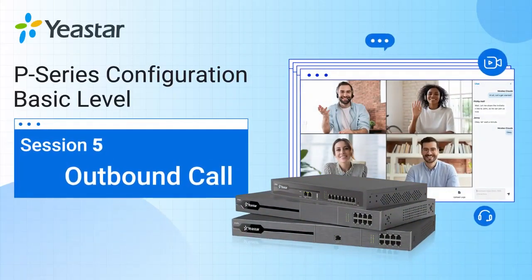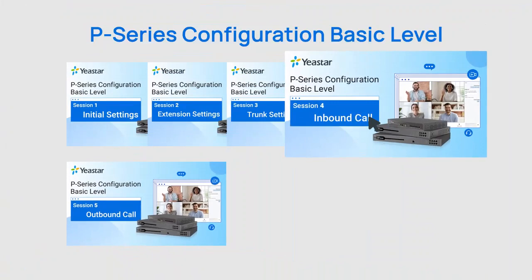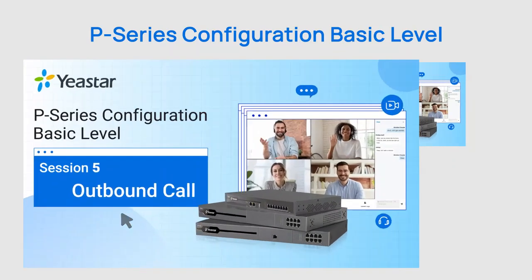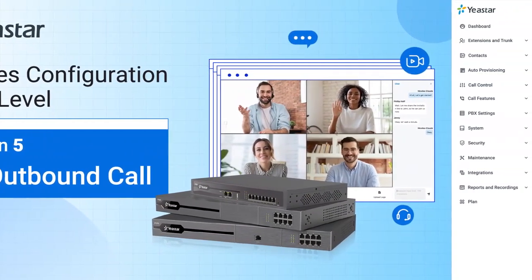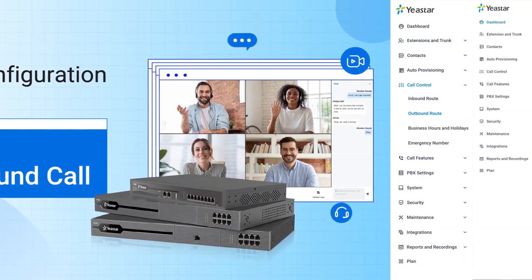This is another video of Yeastar P-Series PBX basic level configuration. In the previous video, we've already talked about how to set up the inbound routes. So our PBX can handle incoming phone calls through certain trunks. Now let's focus on the other way around. We're gonna build outbound routes to define the rules of extension users to make external outbound phone calls.